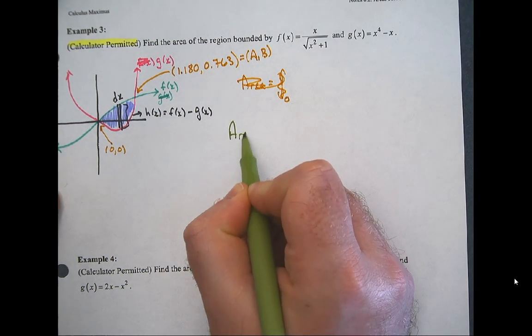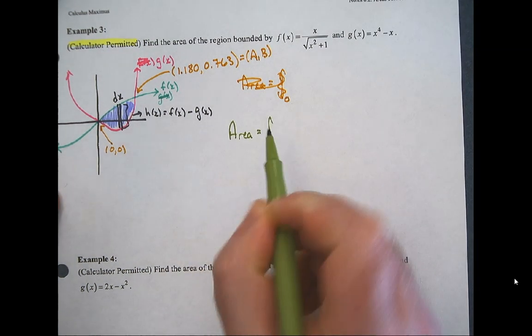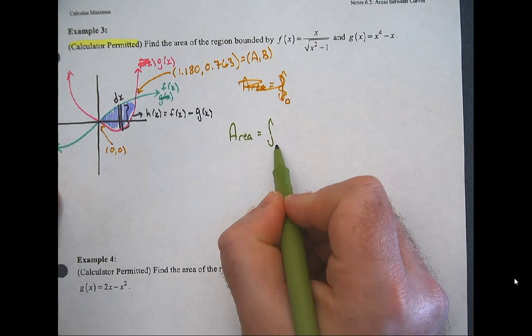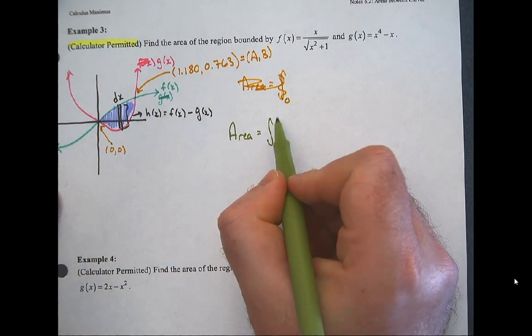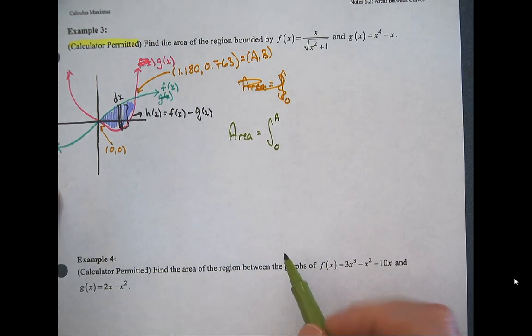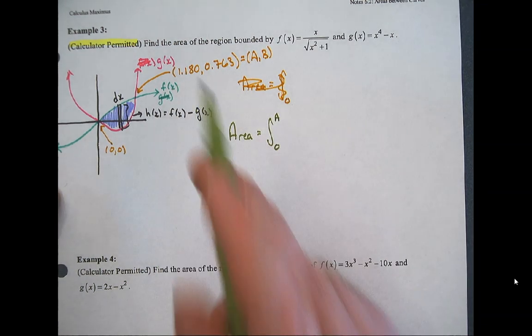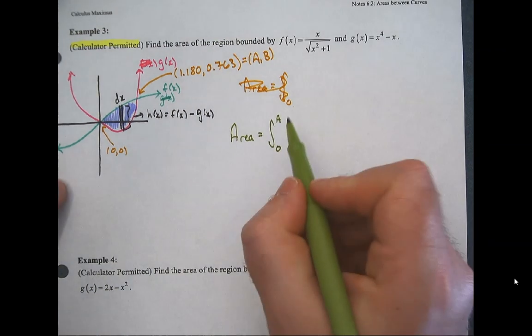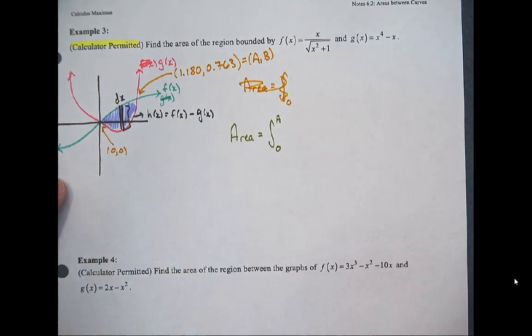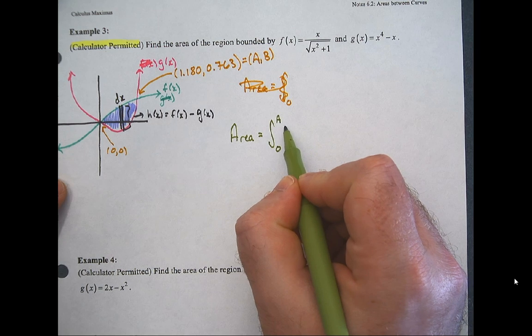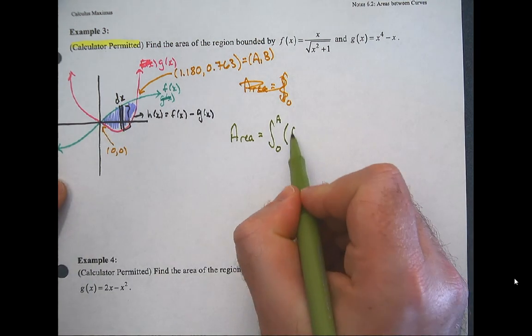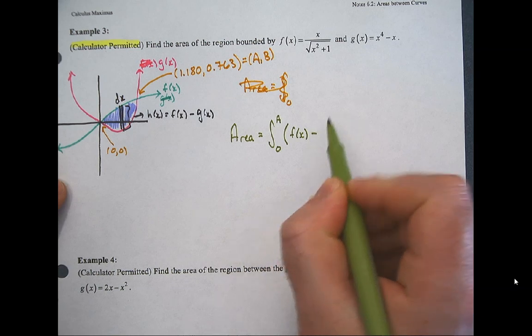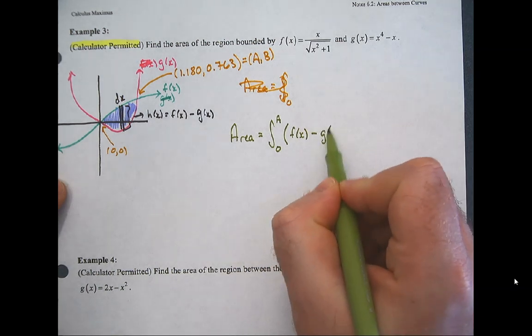Area is equal to the integral. Left bound is 0. The right bound is that spot that we find, and I'm going to call that just a. If you want to write down 1.180, that's fine too. But it's going to be a lot easier now that we've stored this as a to just call that a from here on out. Okay, what's the order of my functions? Who's the upper function? That's f of x minus who's my lower function, g of x.